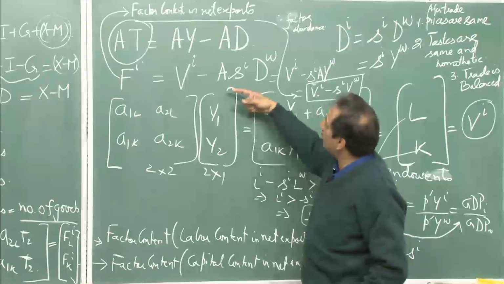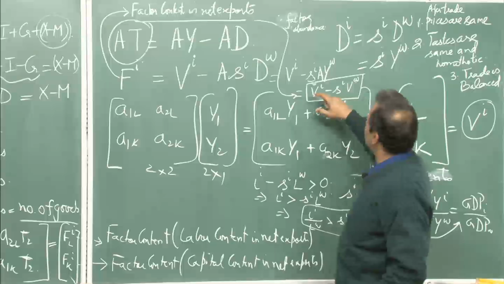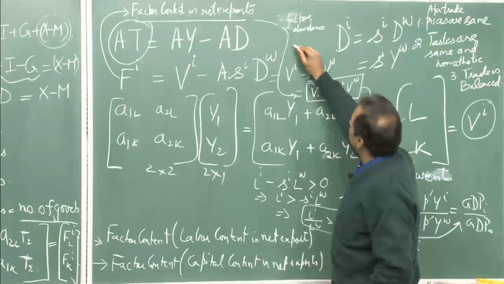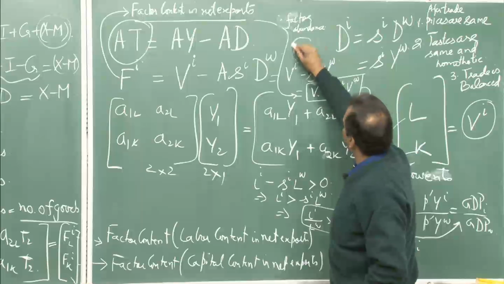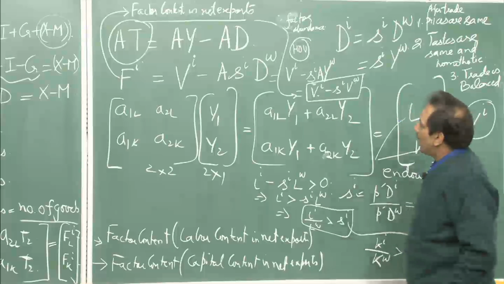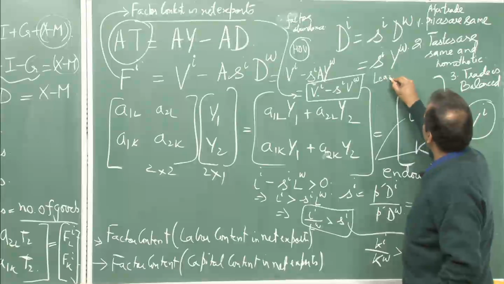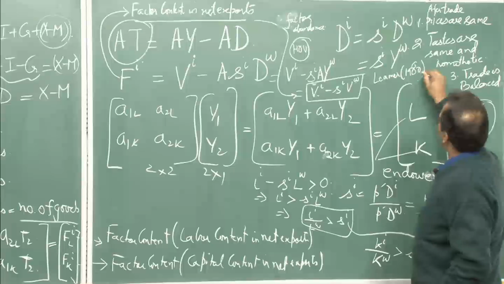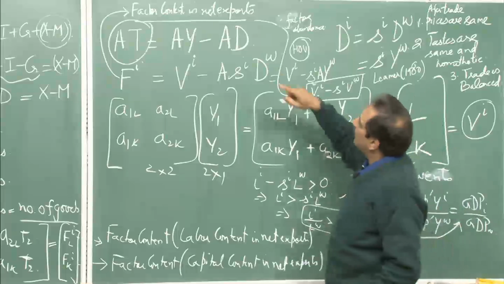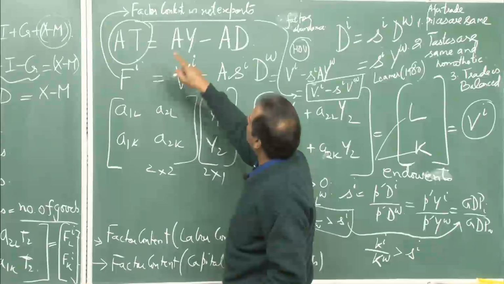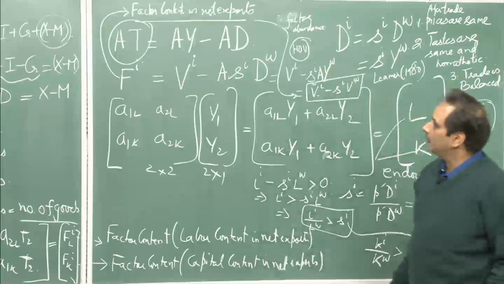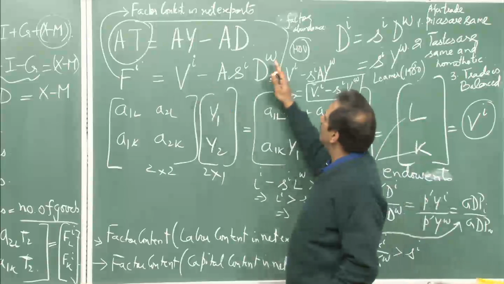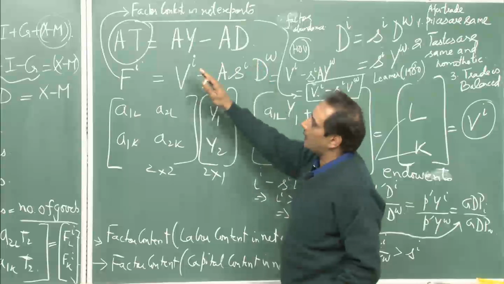So, he worked on the HOV model given by Vanek. The HOV model was worked on by Professor Leamer in 1980, and he worked out the factor content in net exports, and then he tried to relate it with the factor abundance.